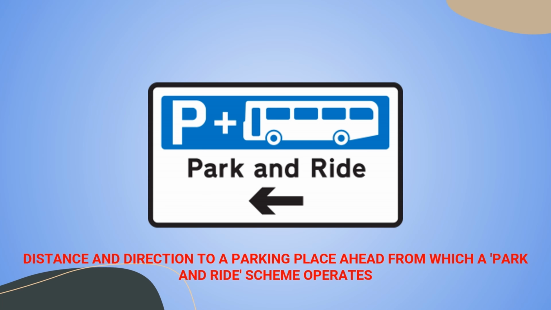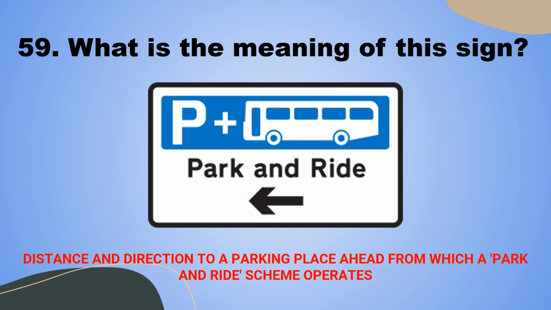Let's have a look. Distance and direction to a parking place ahead from which a park and ride scheme operates. So park and ride, you see they're parking. You have the P sign plus a bus. If you are not aware what park and ride is, it really means that you drive there, you leave your car in the parking place, P, and then you hop on the bus and you take the journey on the bus. That's park and ride. And let's have a look at the next sign.